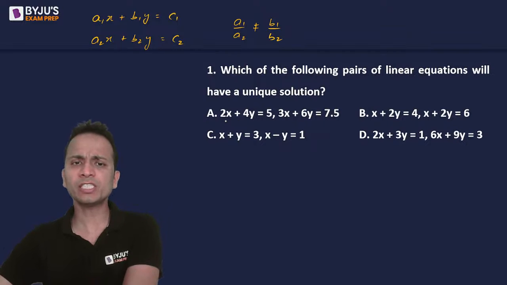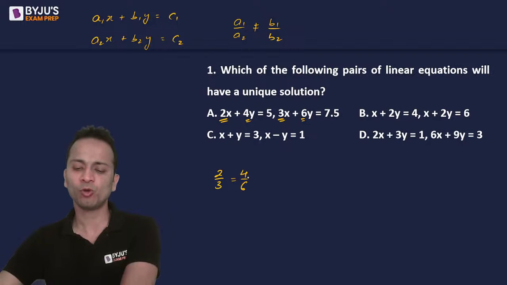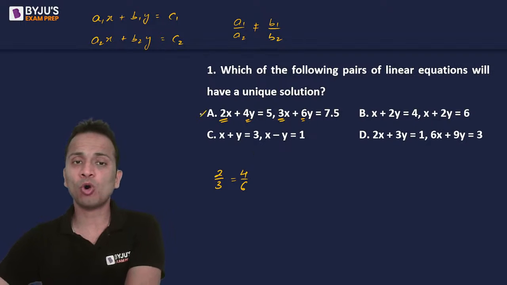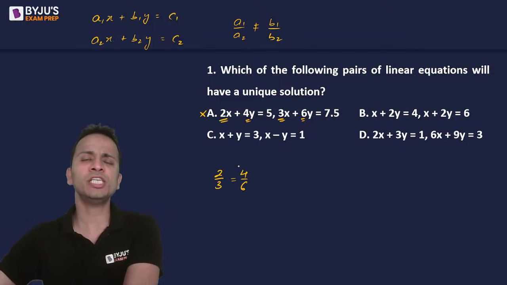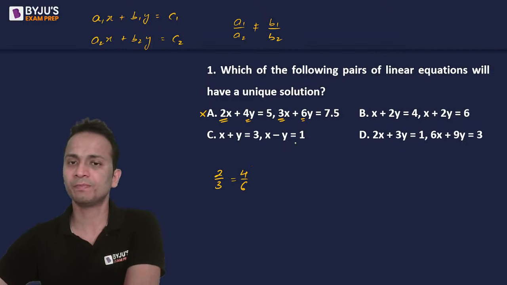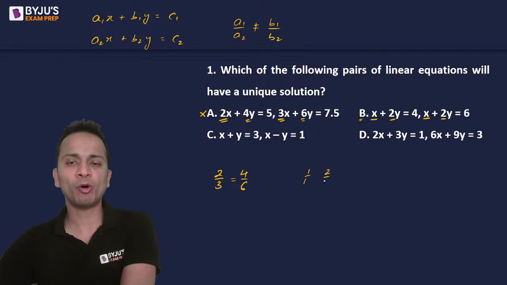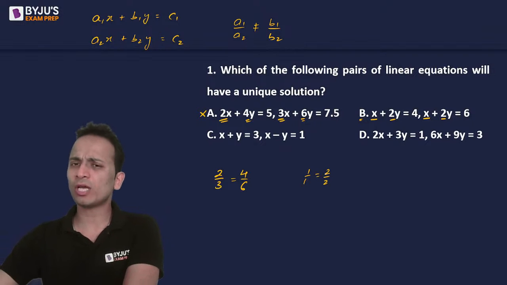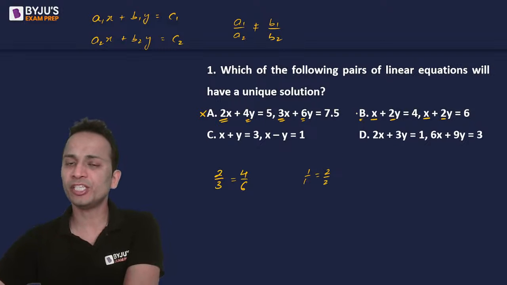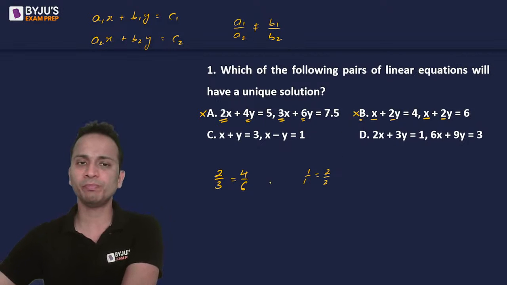So we just need to look at this part. The ratio of coefficients of x for option A is 2 upon 3, and the ratio of the coefficients of y is 4 upon 6. I can say that 2 upon 3 and 4 upon 6 are equal. So option A will not be the correct answer because these two ratios should not be the same. Look at option B, I have 1 upon 1 and then 2 upon 2. They both are equal. So in this case, again, the ratio is equal and hence the answer cannot be option B.